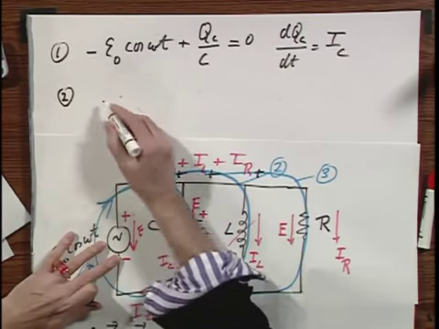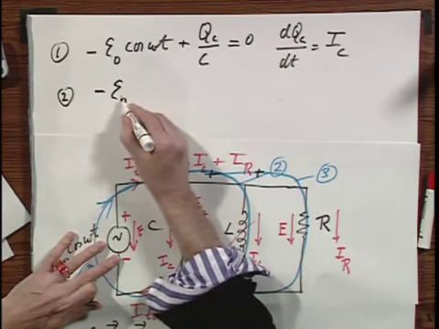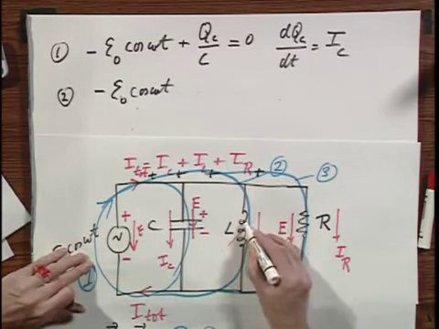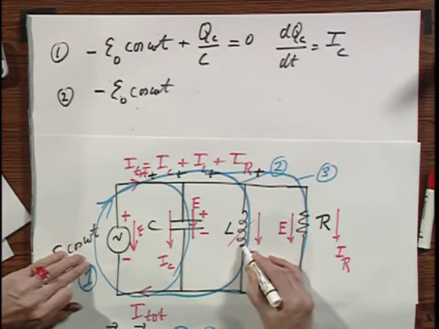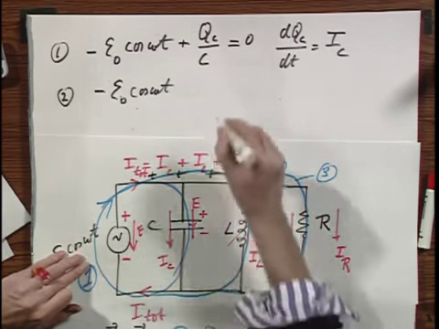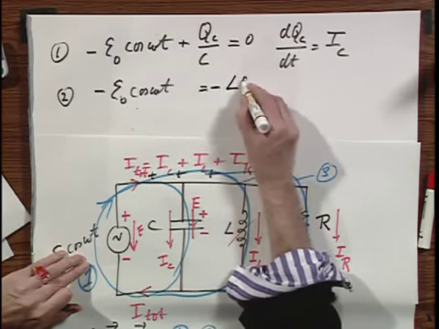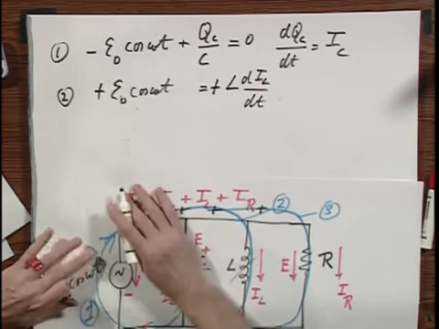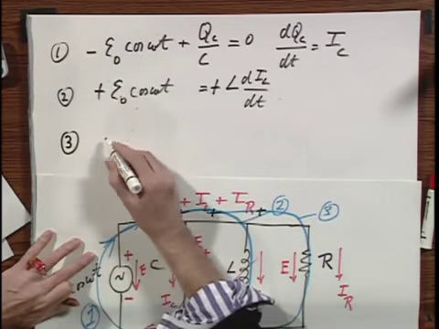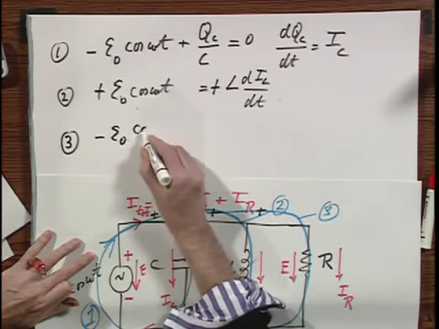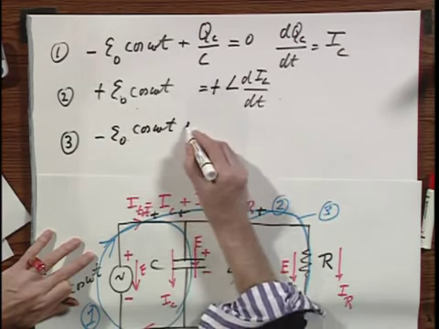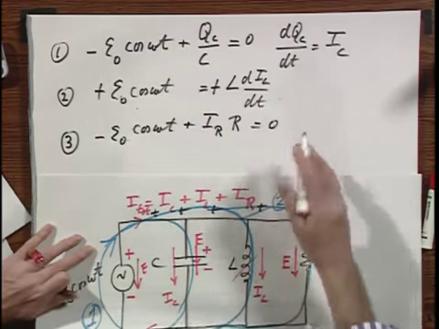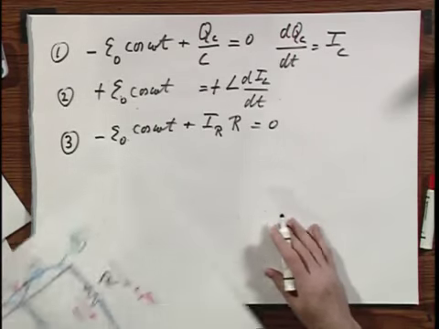For loop number 2, I have minus E0 cosine omega t. When I go through the self-inductor, there is no electric field, so that component equals 0. I close the loop, and Faraday's law tells me that that is L dIL dt. So I can change these minus signs into plus signs. And then for loop number 3, I get minus E0 cosine omega t plus IR times R equals 0. That is, again, if you want to call it, Kirchhoff's law.